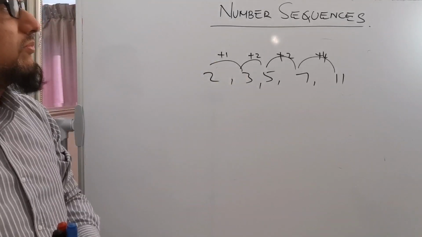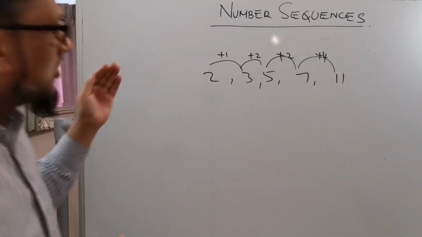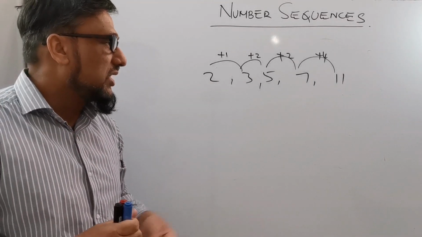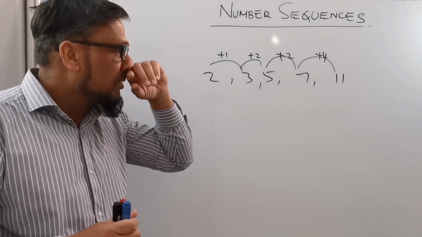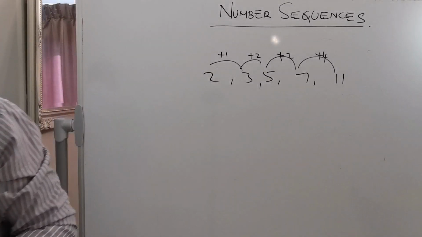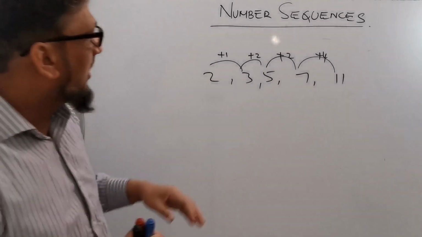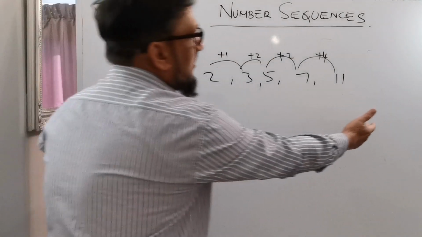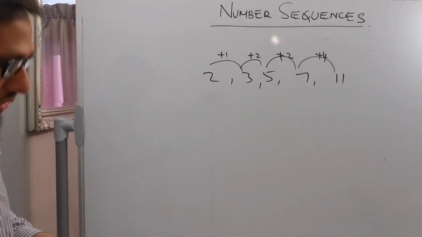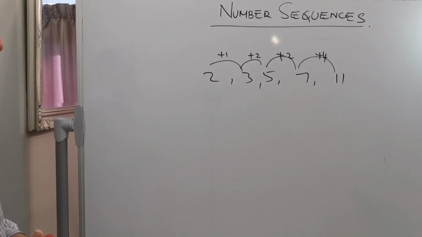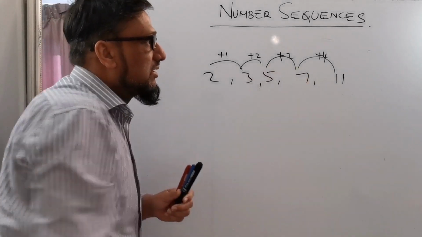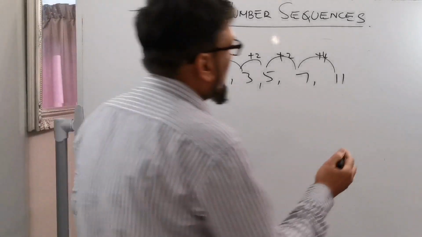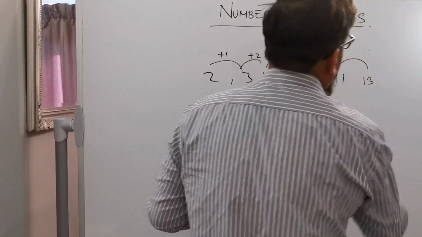So what kind of numbers are these? You just go back and see how many types of numbers there are. There are odd numbers, even numbers, and prime numbers. Don't you see these are the prime numbers? So if there are prime numbers, you need to follow the sequence of prime numbers. So the next prime number is 13.